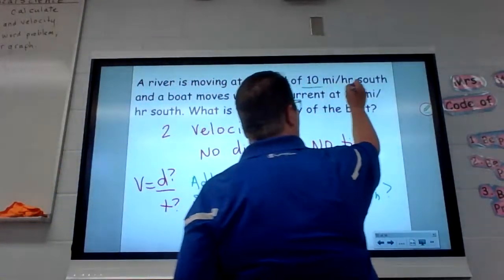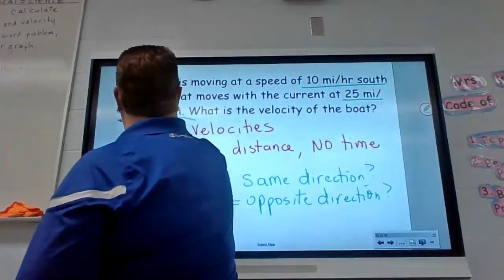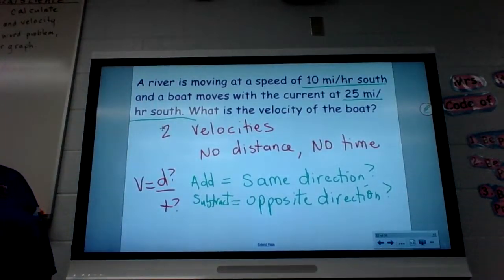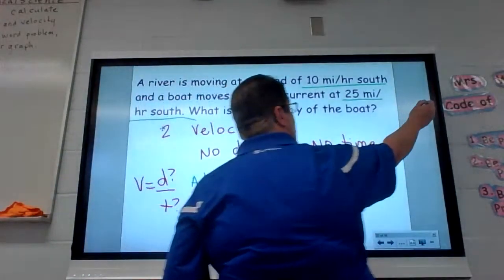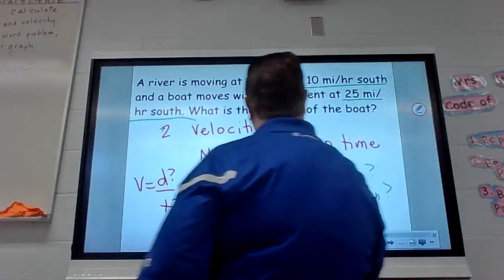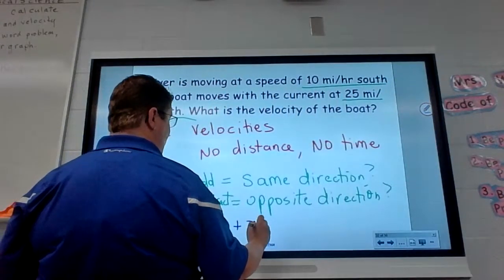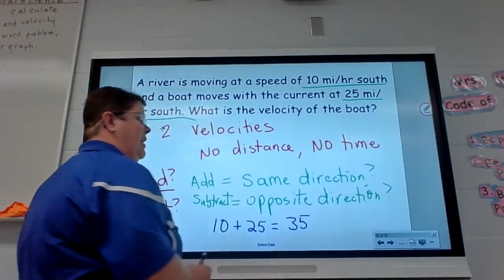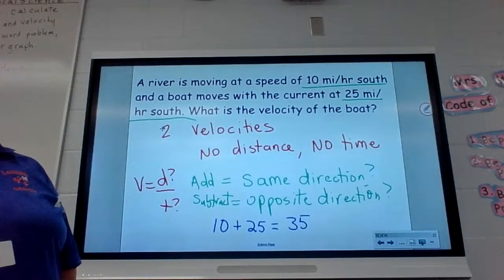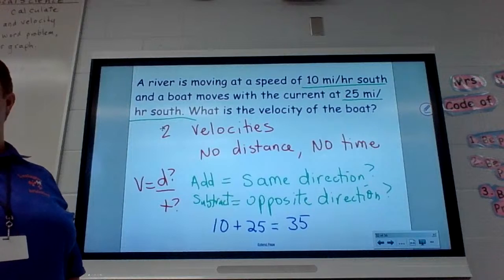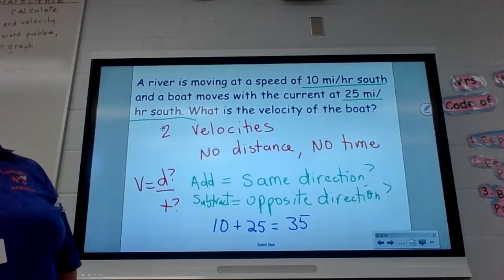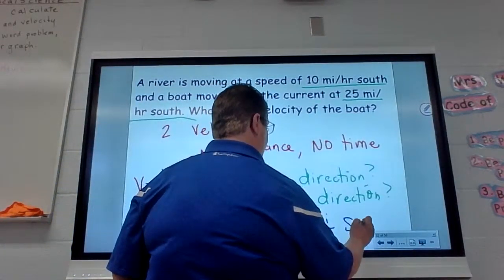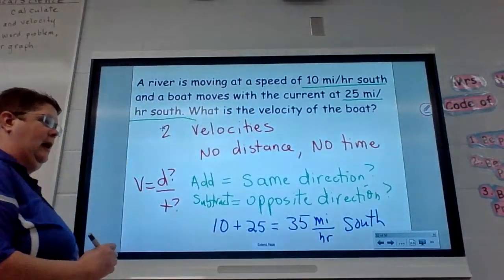So when you look at the question, I said 10 miles per hour south and 25 miles per hour south, what do we know? They're going in the same direction. Are they the same or opposite? Same. So we're going to add. 10 plus 25, and we get 35. And how do I write the answer? It needs two things. It has to have a unit and a direction. Miles per hour, and south.